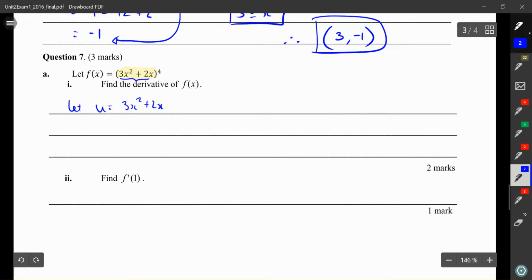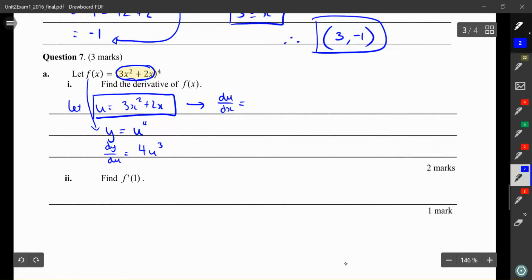And why do you do that? Because now y is equal to u to the power 4, replacing this whole thing with the letter u. That's nice because dy/du we can do. It's 4u cubed. But remember with the chain rule, you find dy/du, you also need to find du/dx. So where do you find du/dx? Right here. You've got u equals 3x squared plus 2x. So du/dx is the derivative of that, and that's 2 times 3, 6x plus 2. There you go. Now you've got du/dx and you also have dy/du.